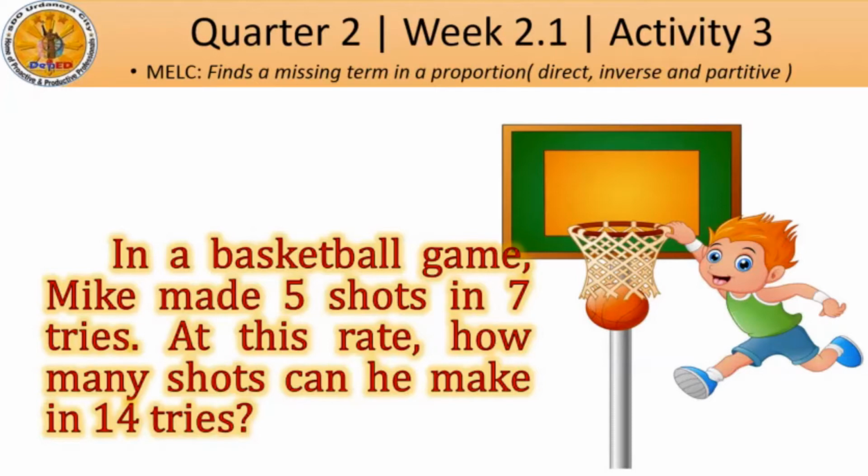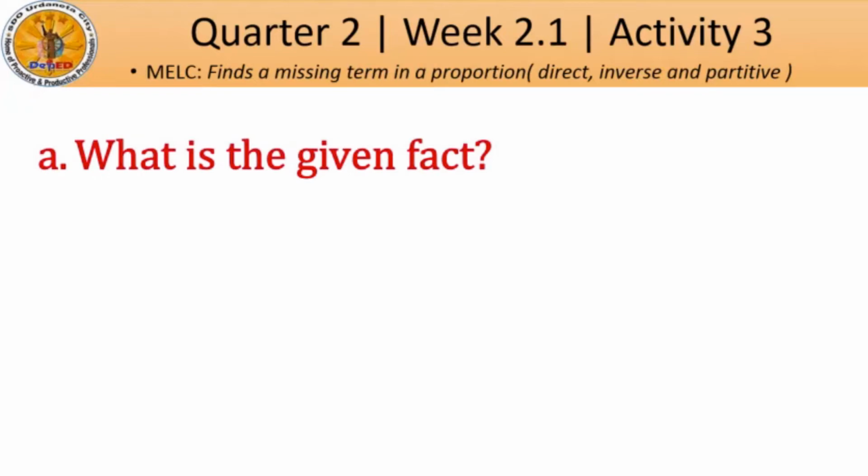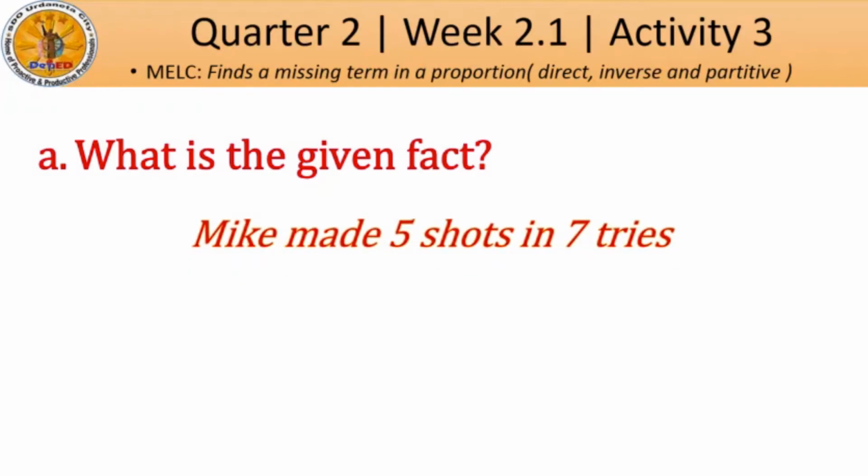Before you answer the activity, let us try the first problem. In a basketball game, Mike made 5 shots in 7 tries. At this rate, how many shots can he make in 14 tries? To further understand the problem, let us answer the following questions. What is the given fact? Mike made 5 shots in 7 tries. In the given statement, we can set our first ratio. Our first ratio is 5:7.